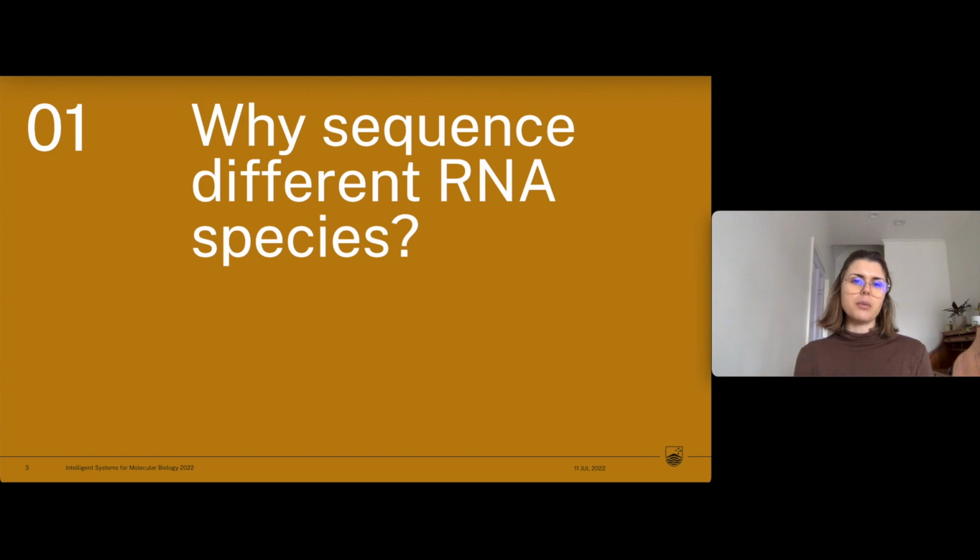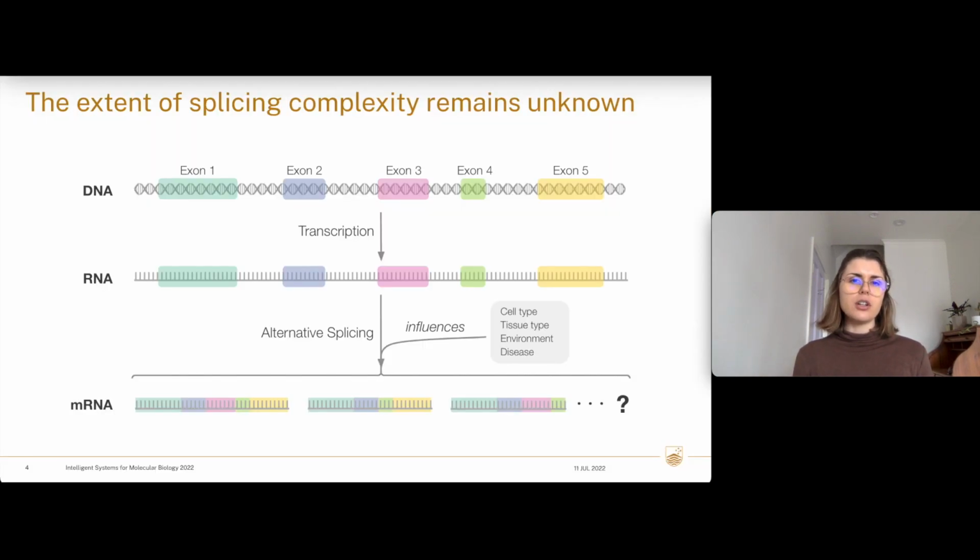So firstly, why do we want to sequence different RNA species? Alternative splicing is the process where precursor RNA molecules that have been transcribed from DNA are spliced together to form the mature messenger RNA transcript. The regulation of this process is complex and it depends on cell type, tissue type, and environment. We still don't know the entire repertoire of mRNA transcripts, nor how they differ in disease. And this is a problem that RNA sequencing plays a really critical role in alleviating.